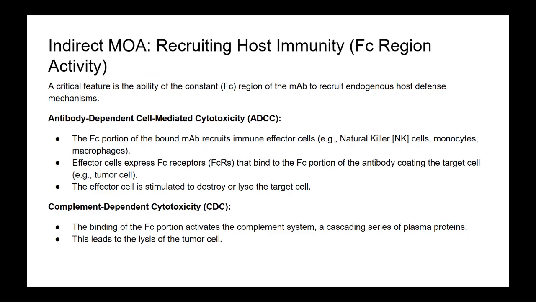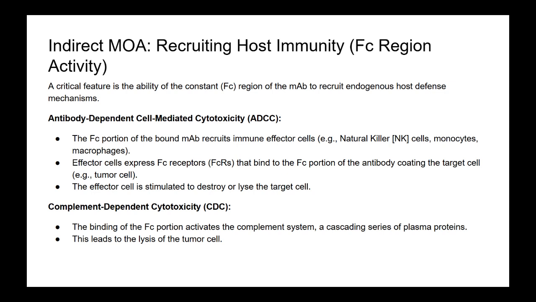A key feature of therapeutic monoclonal antibodies is their ability to activate the body's innate immune mechanisms through the constant region, also known as the Fc region. One important process is antibody-dependent cell-mediated cytotoxicity, which involves the Fc portion of the antibody that is bound to a target antigen. This Fc region recruits immune effector cells, such as natural killer cells, monocytes, and macrophages, which possess Fc receptors on their surfaces. When these effector cells bind to the Fc region of the antibody coating the target cell, such as a tumor cell or a cell infected by a microbe, they become stimulated to destroy or lyse the target cell.